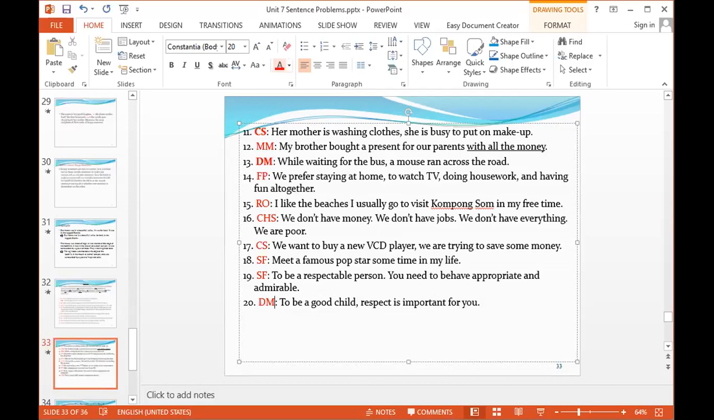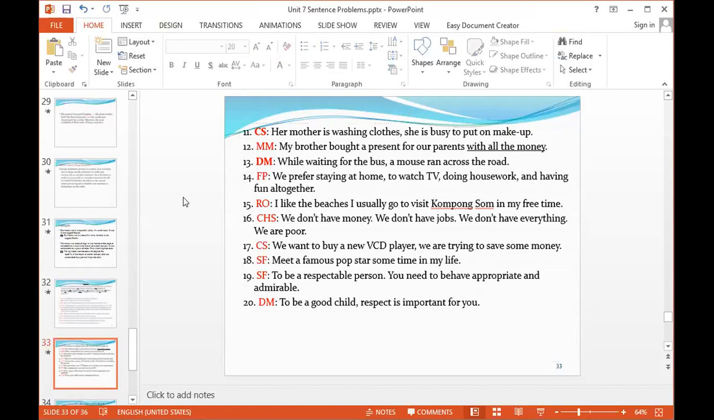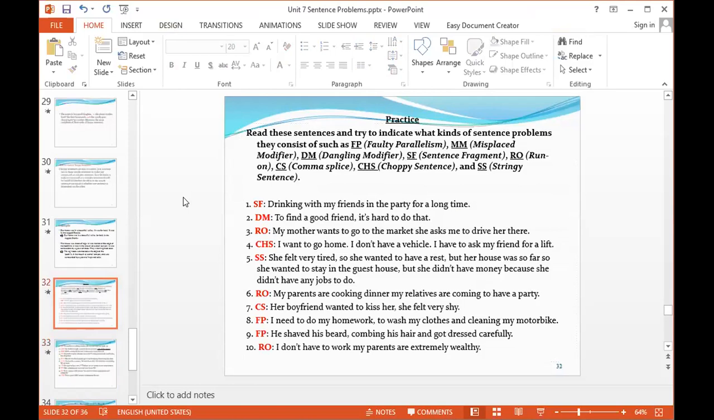So again, these are the 8 kinds of mistakes that you have to avoid in your writing. Okay, so we have comma splice, run on, misplaced modifier, dangling, choppy, stringy, faulty parallelism, sentence fragment. Do you have any questions so far about these 8 types of problems? Anyone? About fragment, dangling, run on, choppy, stringy?